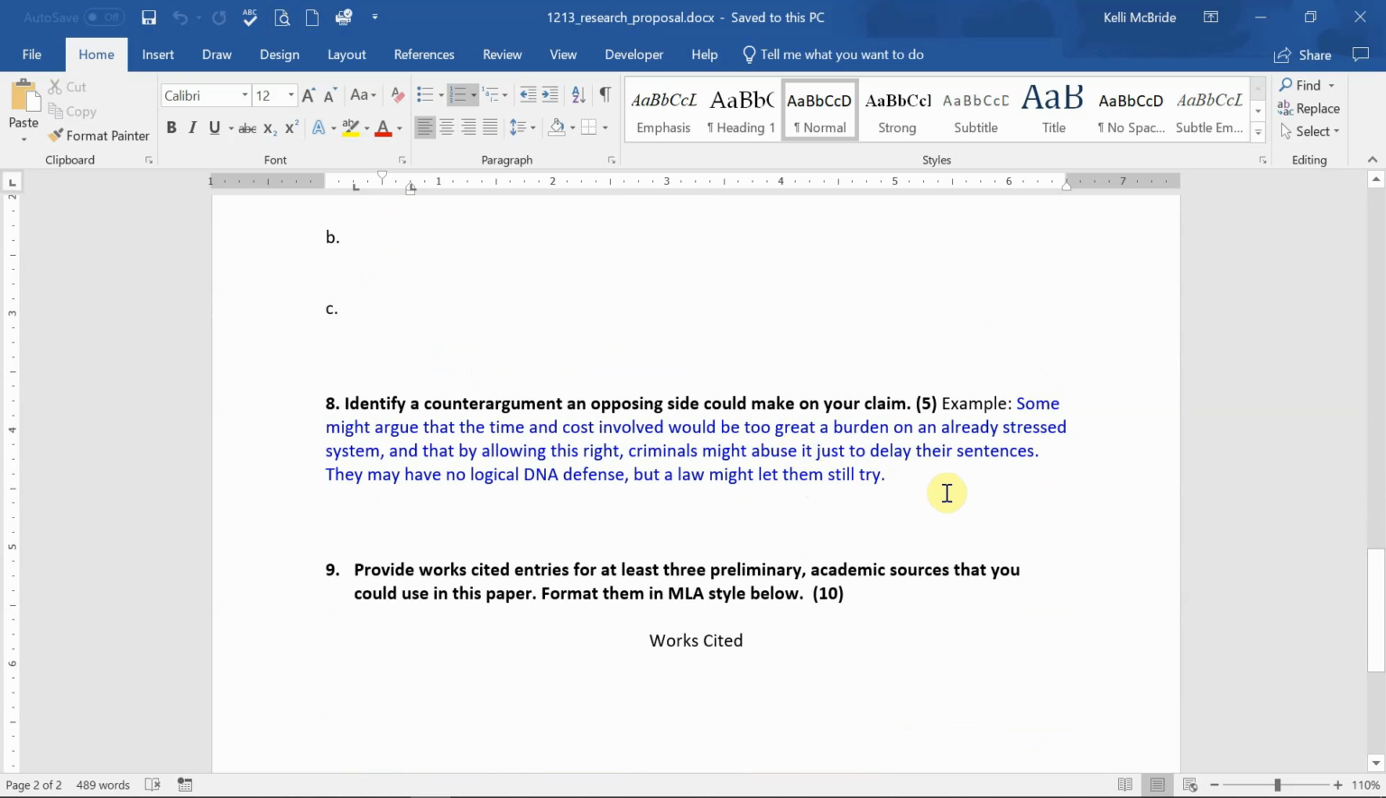Number 8 identifies what is a counter argument. So what might someone be arguing against your position, right? And again, this might be something that you use in your final essay, but it might also be something that changes depending on what you find in your research process.